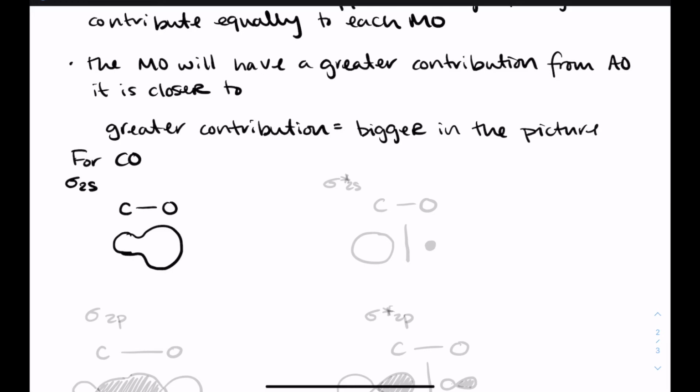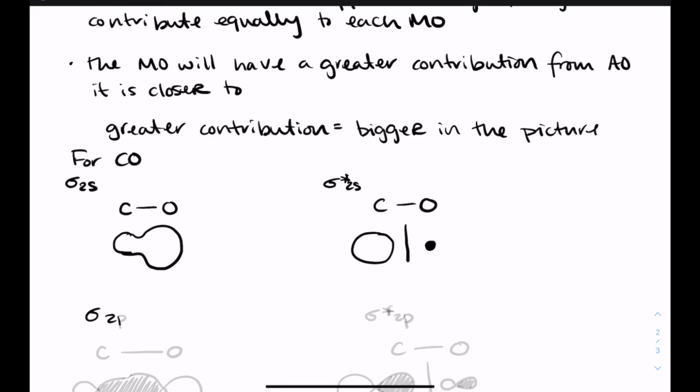And then I get the opposite for the sigma star. So sigma star 2s, bigger contribution from carbon. So I'm going to draw the s orbital on the carbon side bigger in this picture. I also now have to label which orbital goes with which atom. So you are also required to put the carbon and oxygen atoms, some kind of indicator showing which side is carbon, which side is oxygen.